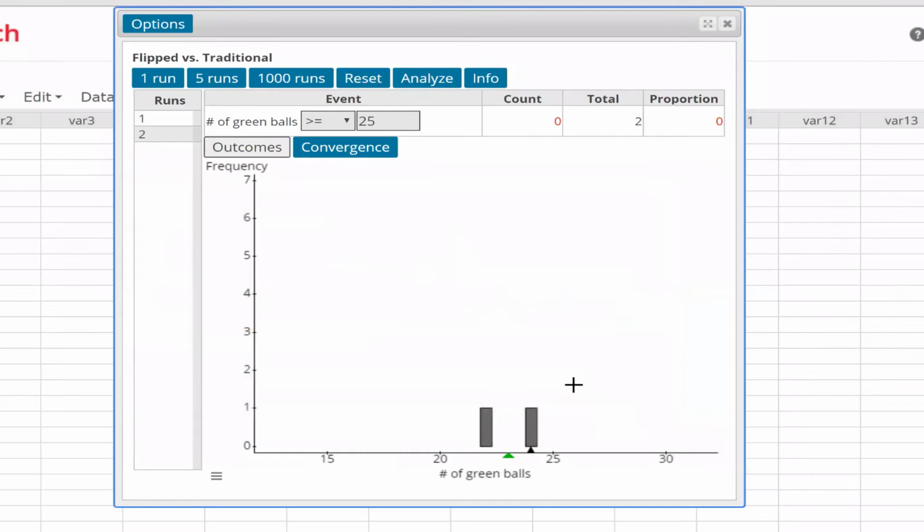Now I want to do this many, many times. Using the urn applet, I can just click 1,000 runs. I'll click 1,000 runs a total of 5 times. So we're literally going to be teaching the course 5,002 total times.